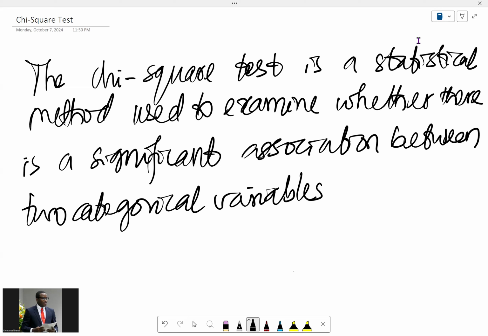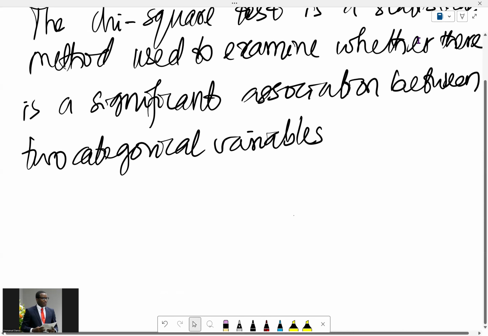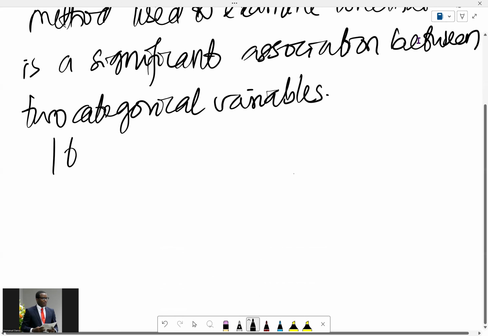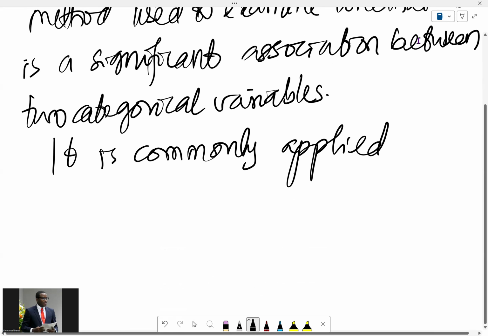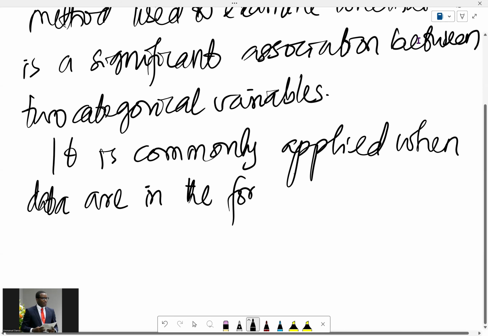So the chi-square test is a statistical method used to examine whether there is a significant association between two categorical variables. It is commonly applied when data are in the form of contingency tables.